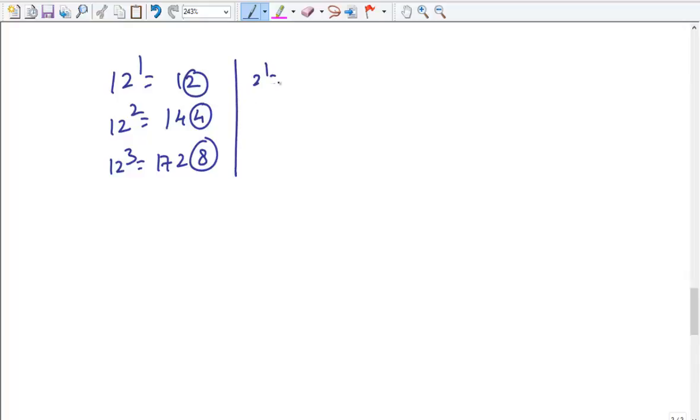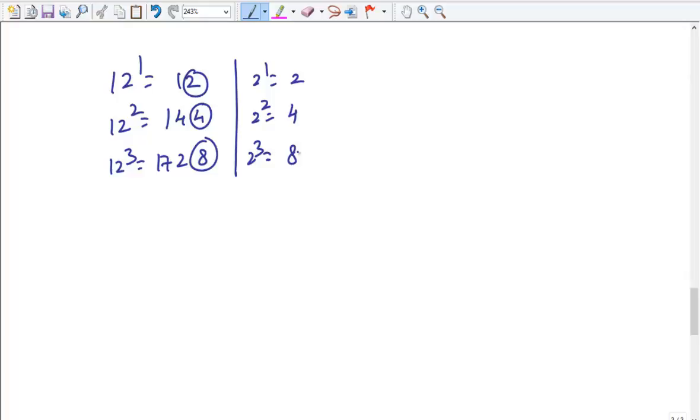So 12 power 1 is 12. 12 square is 144, that's 4. 12 cube is 1728, that is 8. Now it looks like it is matching with 2 power some number. Let's check. 2 power 1 is also 2. 2 square is 4. 2 cube is 8. Both are matching here.